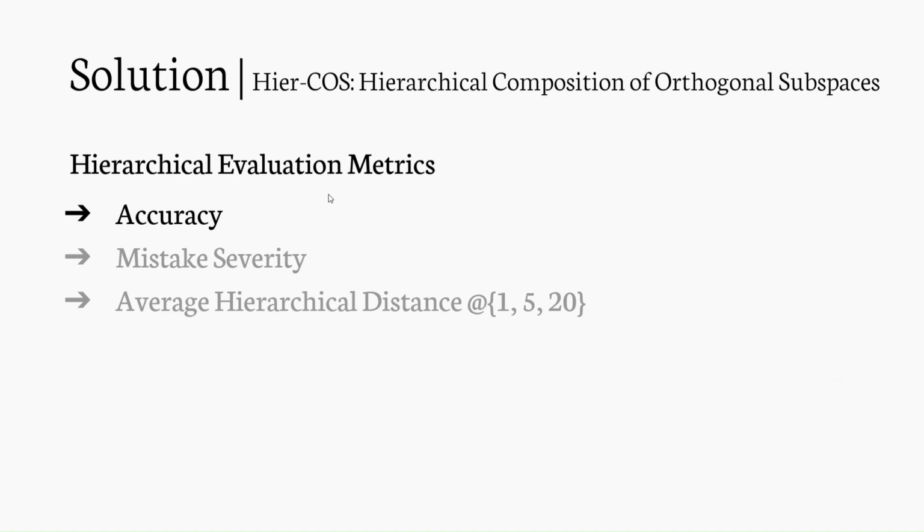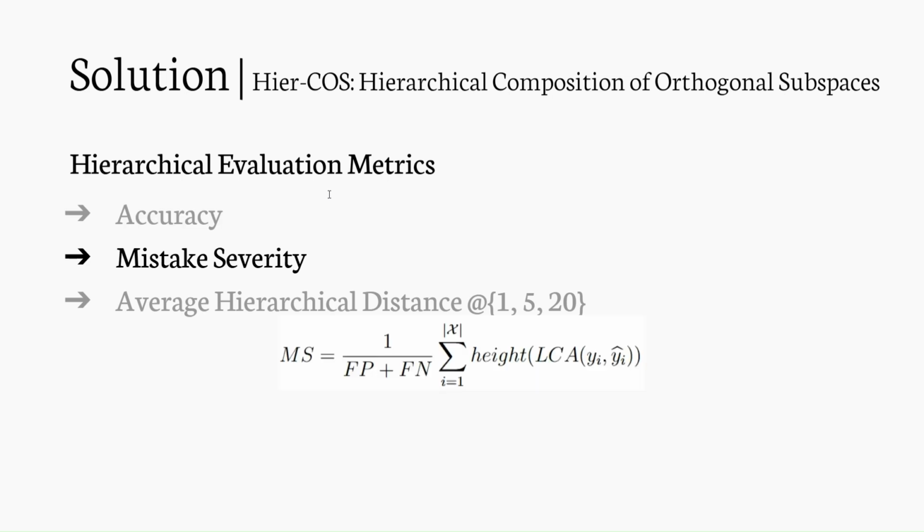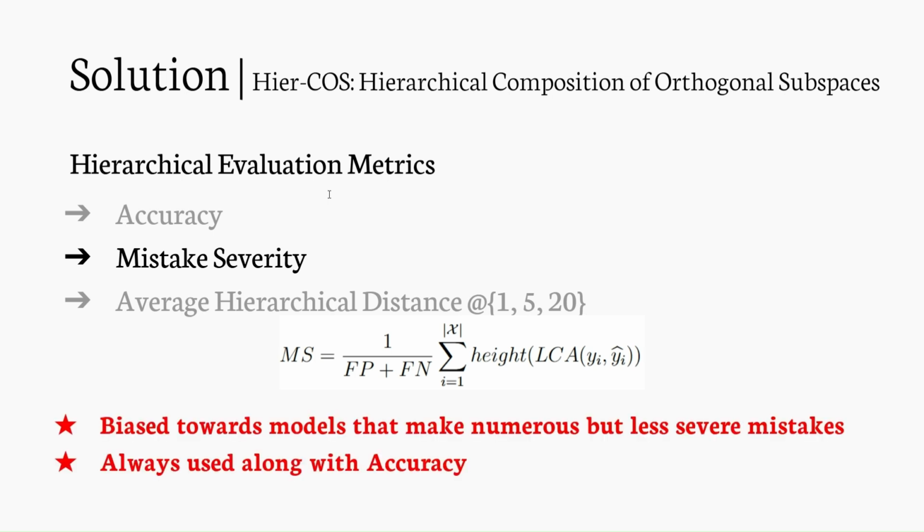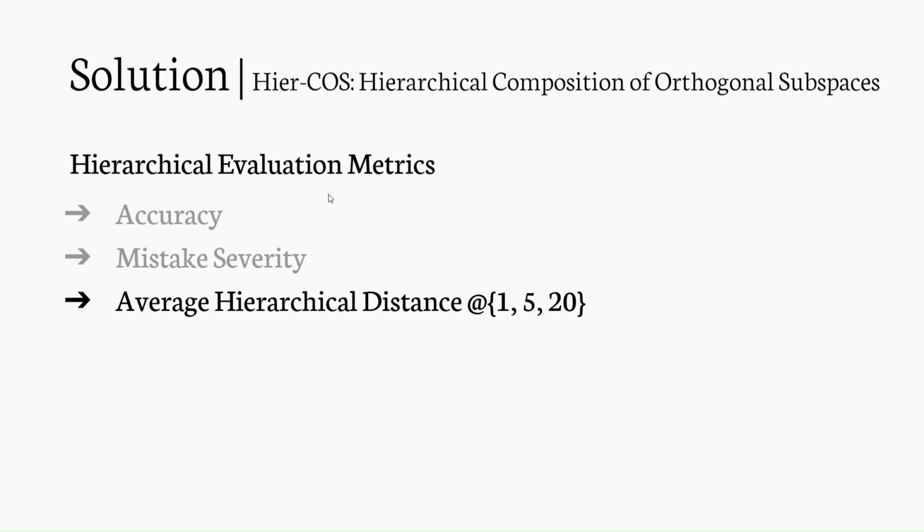Since accuracy considers all mistakes to be equally wrong, it does not capture the hierarchical performance at all. Mistake severity metric computes the LCA distance between the correct and the incorrect classes. Since the LCA distance is only computed and averaged over misclassified samples, it is biased towards making more but less severe mistakes. Due to this, mistake severity metric is always coupled with the accuracy metric, thereby resulting in a multi-metric evaluation. Average hierarchical distance at K tackles this by computing distance over all the classes.